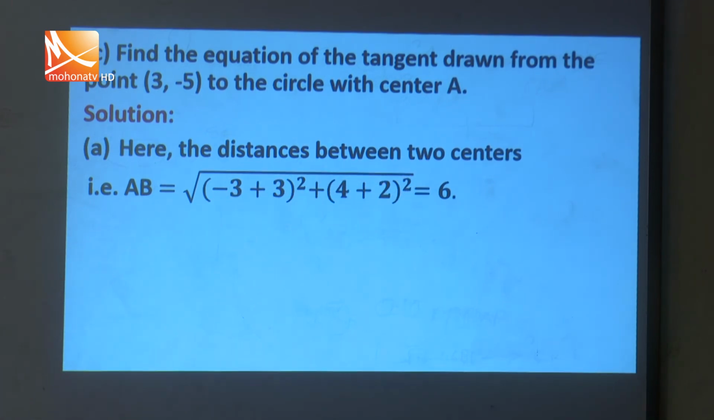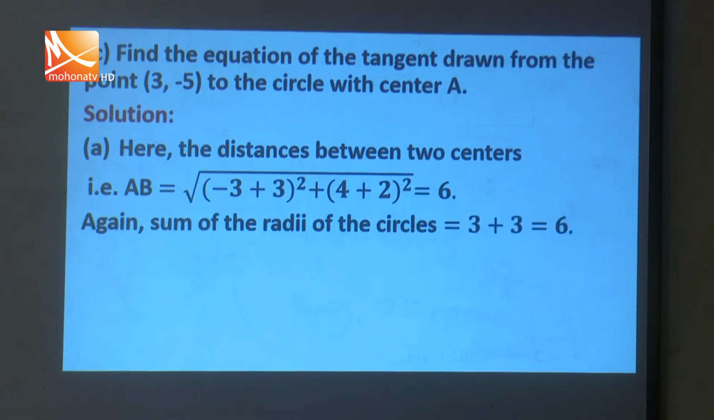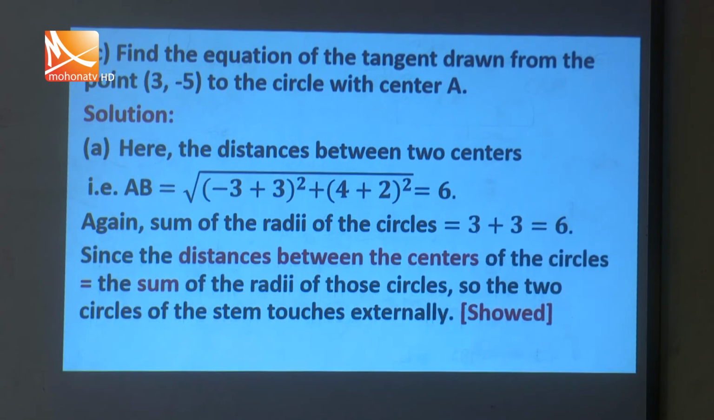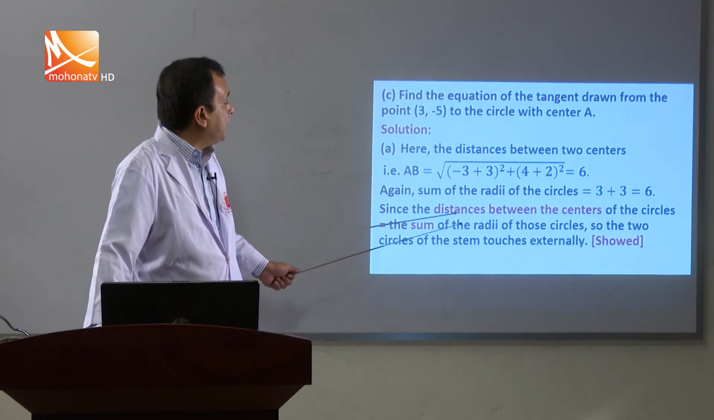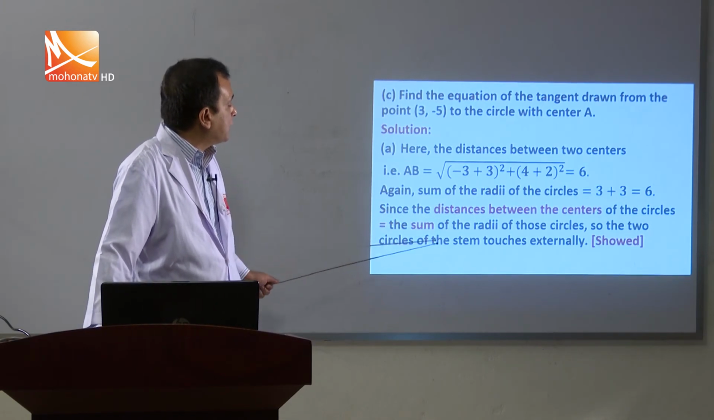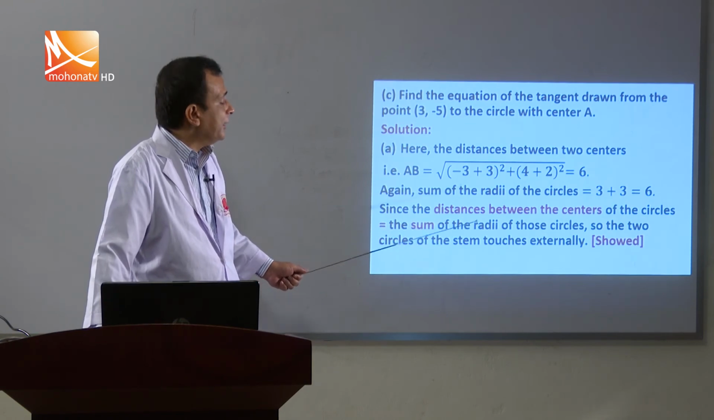Okay. Now, we are going to find the sum of the radii of the circles. You just see that the sum of the radii equals 3 plus 3 equals 6. Since these two distances are equal, we can say that the circles touch each other externally. You just see that we have written like this: since the distance between the centers of the circles is equal to the sum of the radii of those circles, the two circles touch externally.